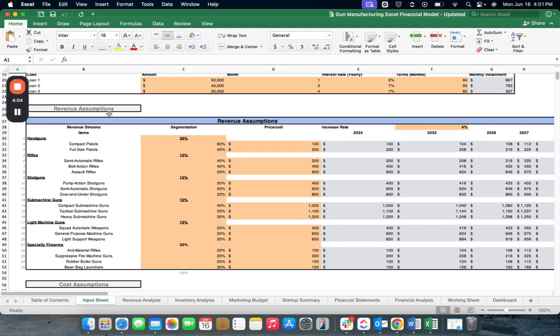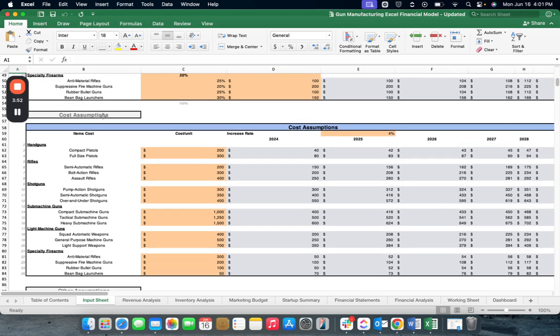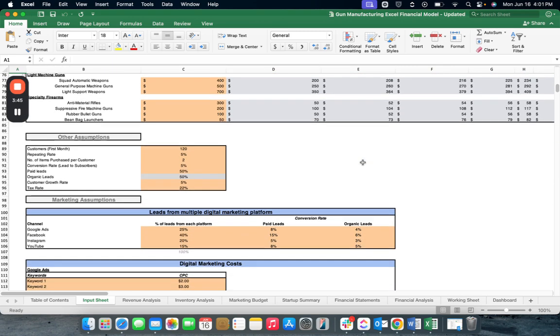Then there are revenue assumptions, like items, their segmentation, their price per unit, and their increase rate for further years. Then we have cost assumptions, similarly, like item cost, cost per unit, and increase rate for further years. Then we have other assumptions, like customers' first month repeating rate, number of items, and paid leads.